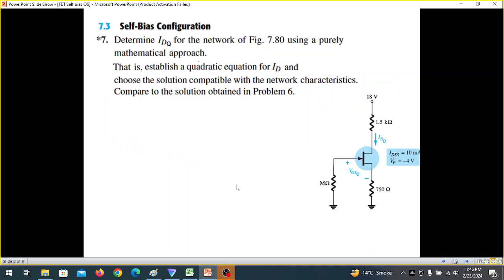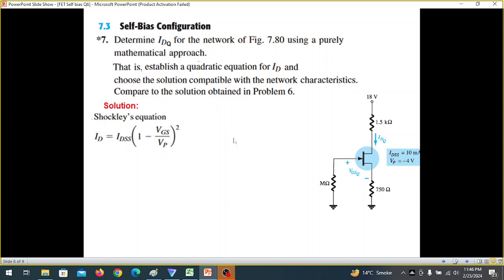Now, what question number 7 wants is to determine IDQ for the network of the figure, the same circuit as in question 6, using a purely mathematical approach. That is, establish the quadratic equation for ID and choose the solution compatible with the network characteristics, and compare with the solution obtained in problem 6. So let's do that.